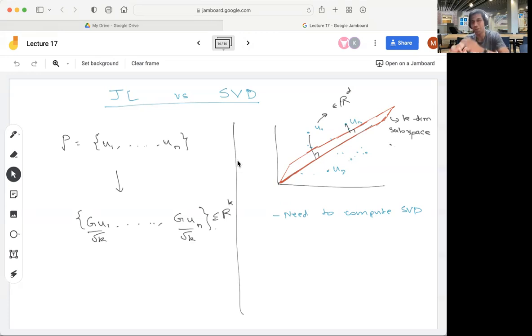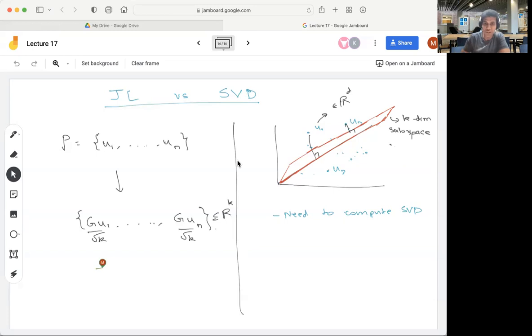But Johnson-Lindenstrauss, I agree with you in some sense that intuitively, at least in terms of description, it's very simple. Just sample a matrix with random entries. Particularly if you could sample a random sparse matrix, that would make our life even easier.